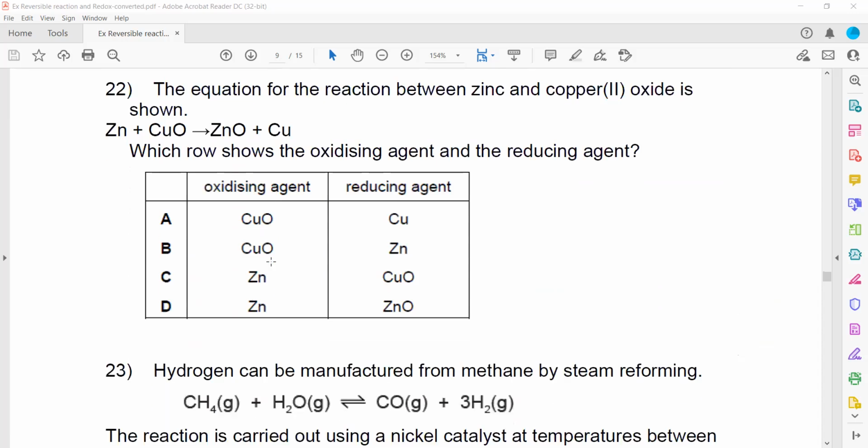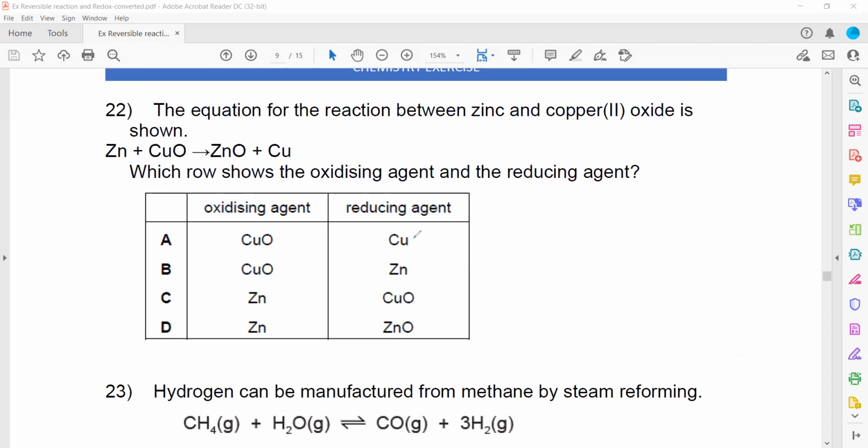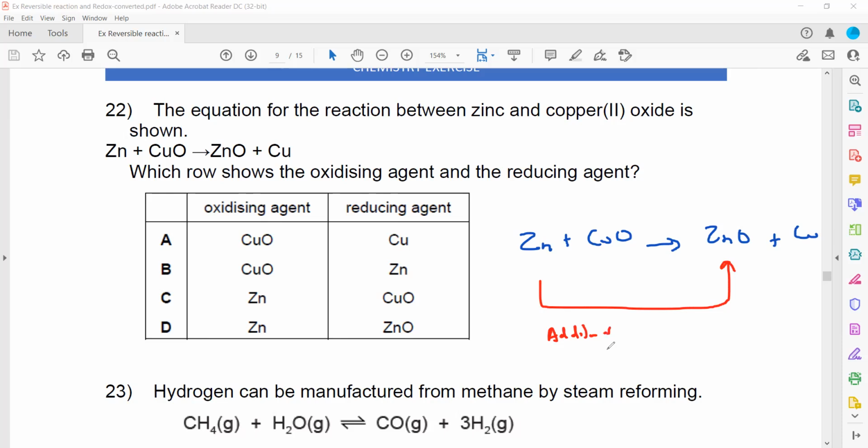Then the equation for the reaction between zinc and copper 2 oxide is shown. So when we write the equation, we have zinc. When oxygen is involved, we can identify in terms of oxygen. So zinc turns into zinc oxide, addition of oxygen. We call that oxidation. And copper oxide turns into copper metal. So removal of oxygen, we call that reduction.